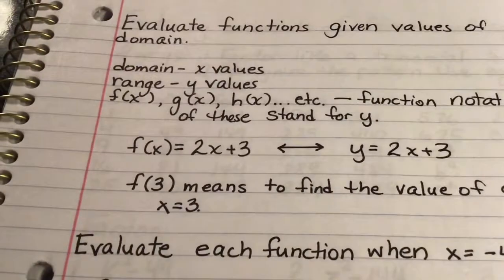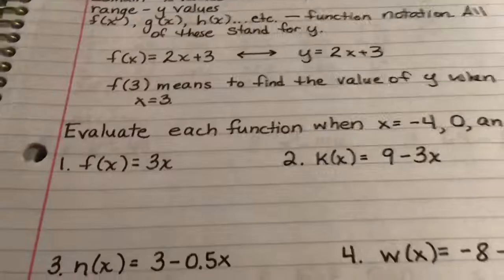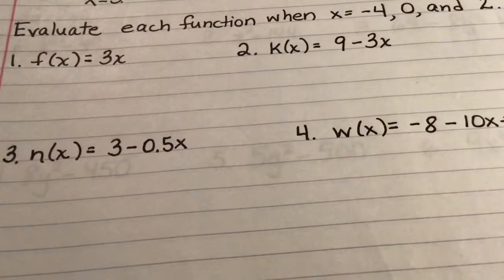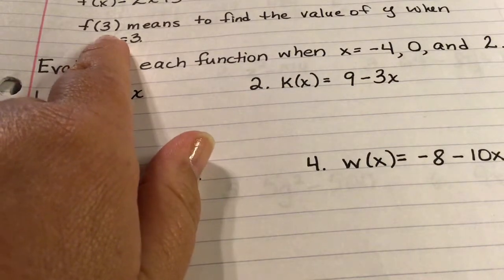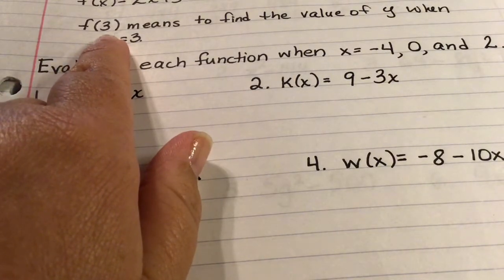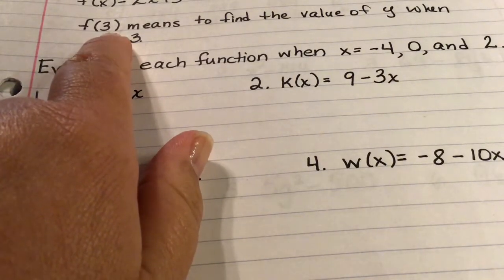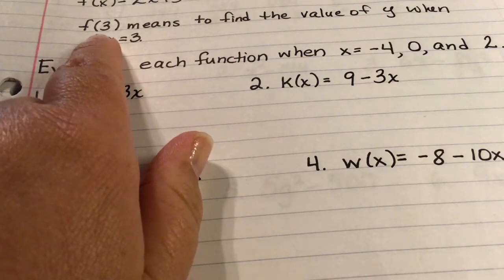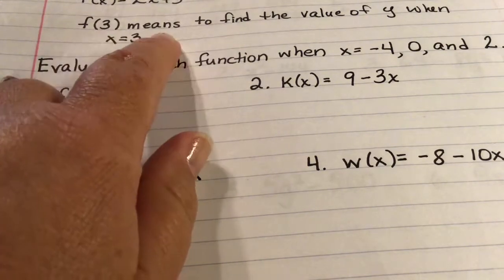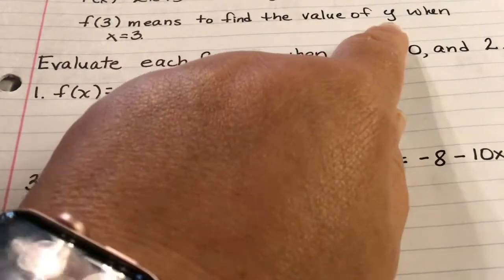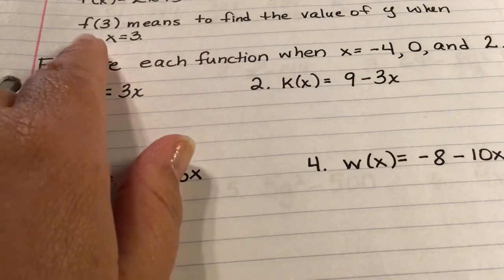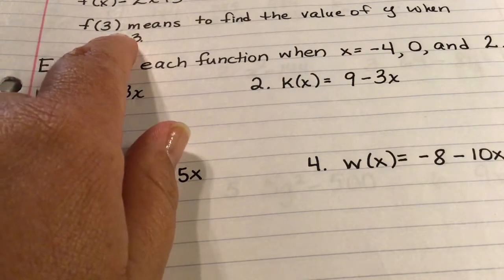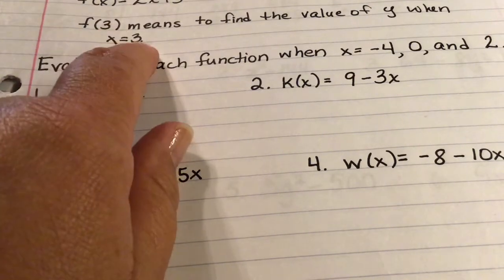Now, this next notation is a little rough for some students to remember. When you see f of 3, remember f of x. So x is 3. The translation of this is that f of 3 means to find the value of y when x is 3. So f of 3 is still y when x is 3.